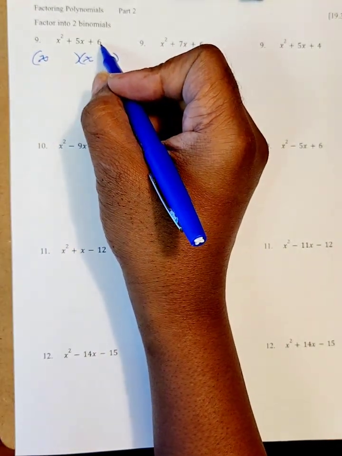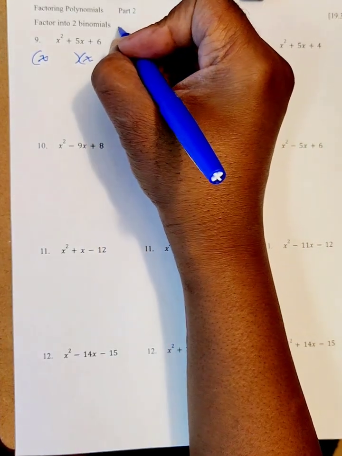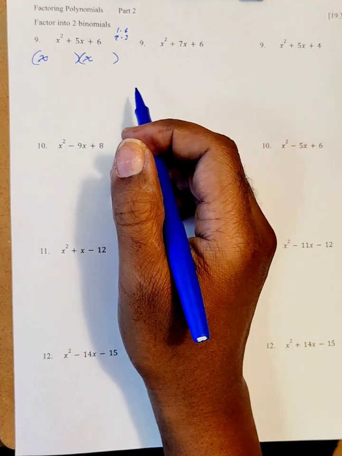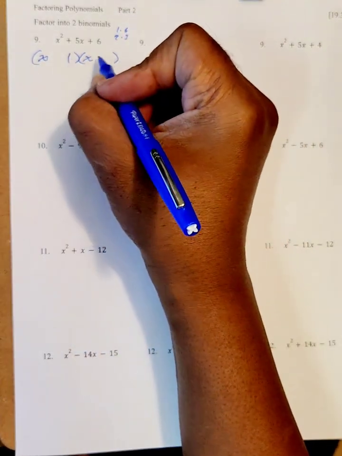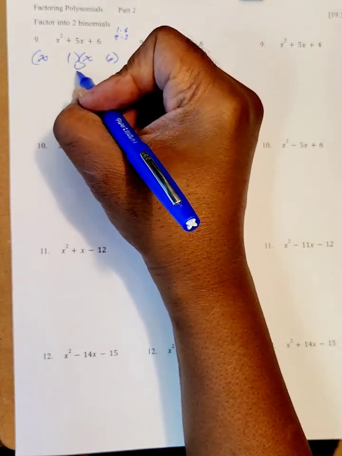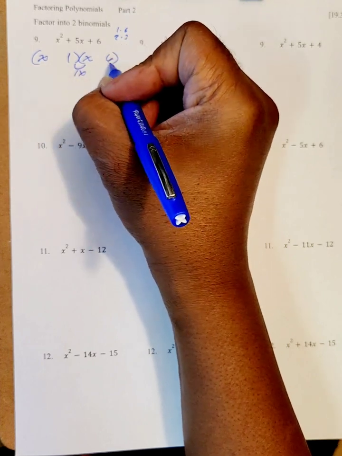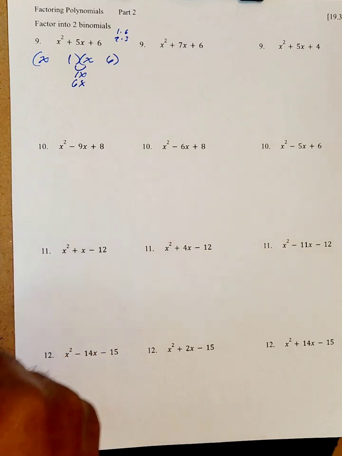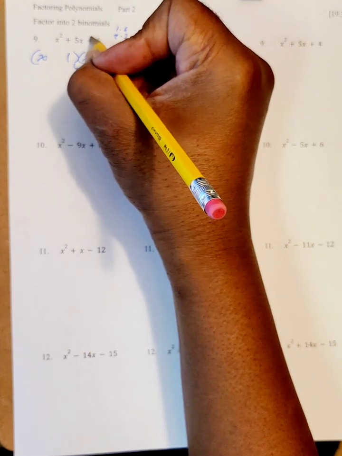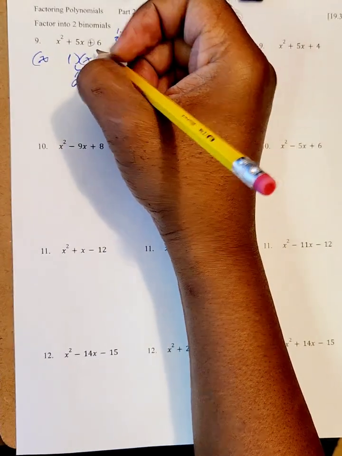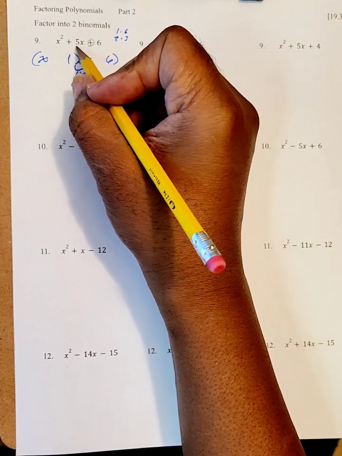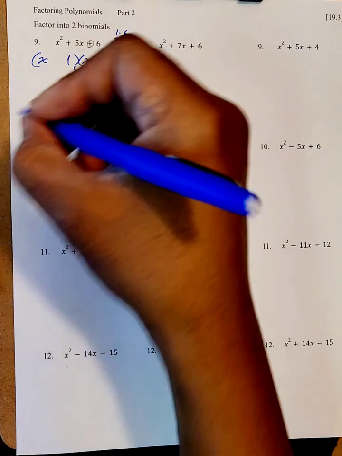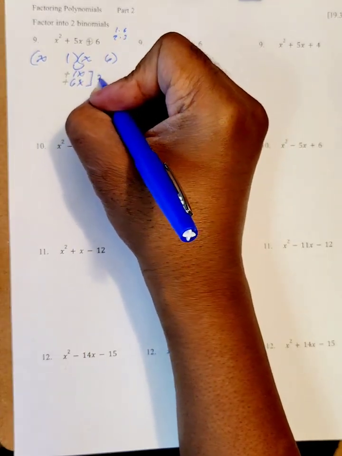And for the 6, we have several choices. We have 1 times 6, we have 2 times 3. And we're going to choose 1 times 6, see if that works. We'll get 1x here, and then 6 times x is going to give us 6x. And we see here that we have a positive. That means the signs need to be the same, and we need a 5x. So we'll make them both positive, and this will give us a 7x.